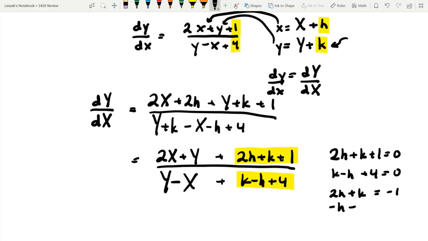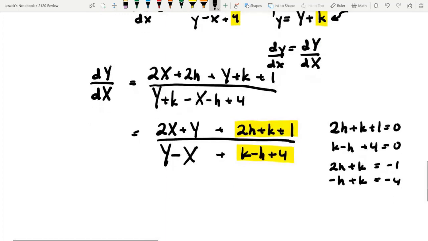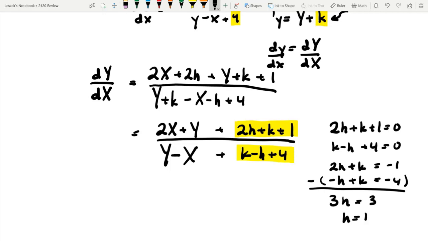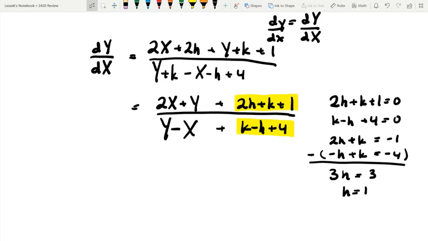You can use high school methods or you can use linear algebra methods. I guess I'll use the high school method. I'll just subtract one equation from the other. Right, so apparently h is 1. And if h is 1, then k must be -3.